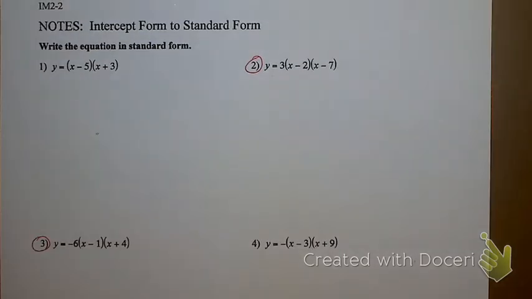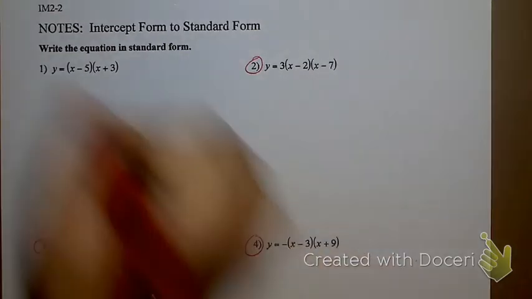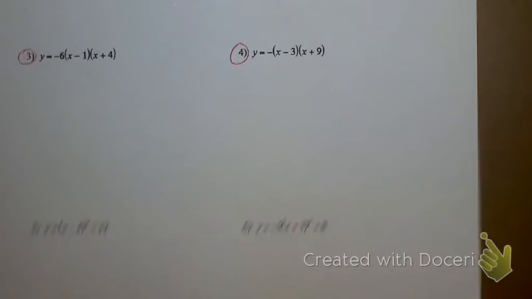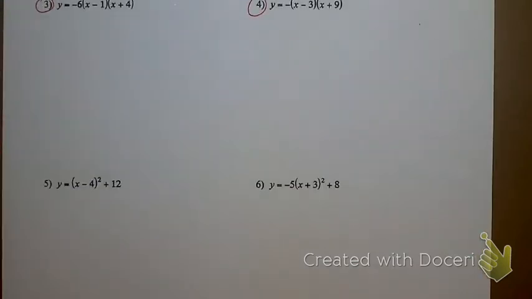Wait, what did she say? Which ones are in intercept form? Oh, 4? 6 and 4. Yes. 1, 2, 3, and 4 are in intercept form. Yep. What form are 5 and 6 in? Standard form. I don't know.